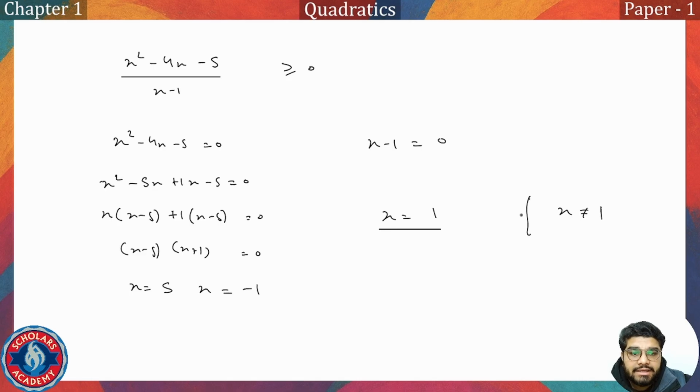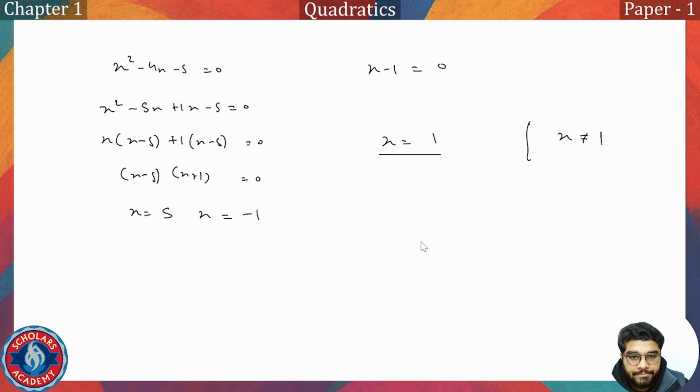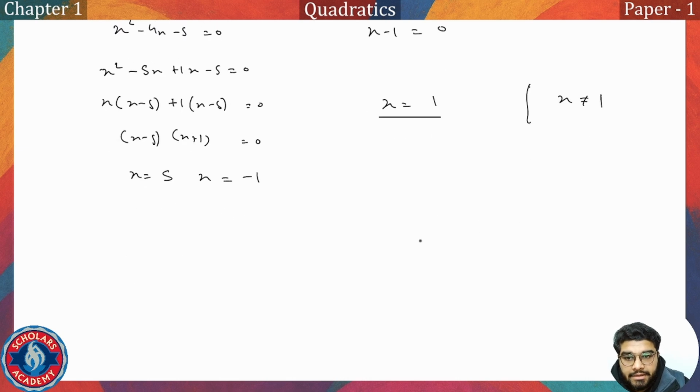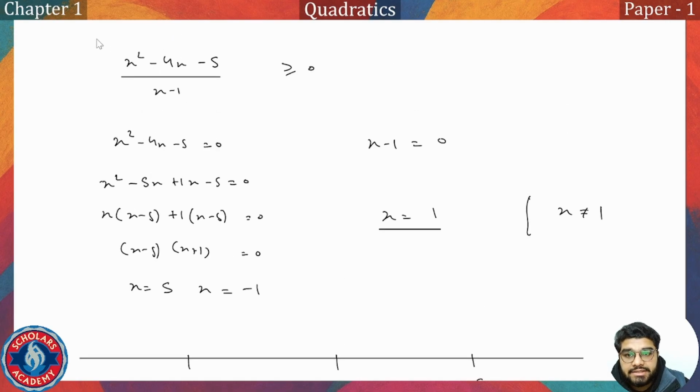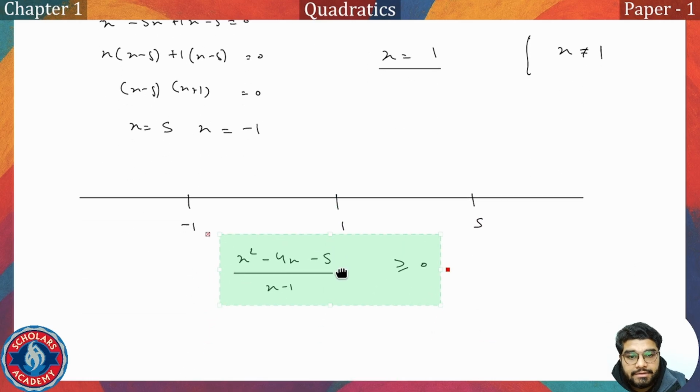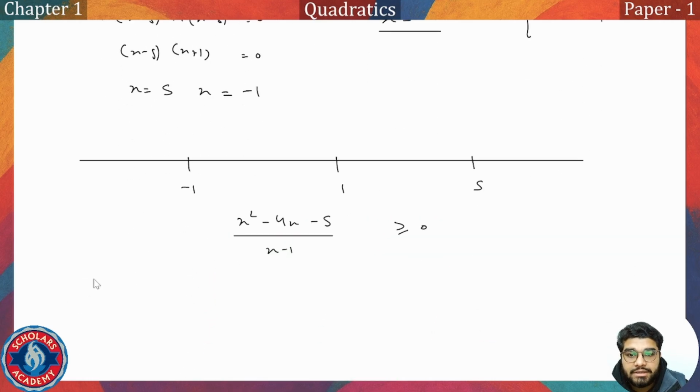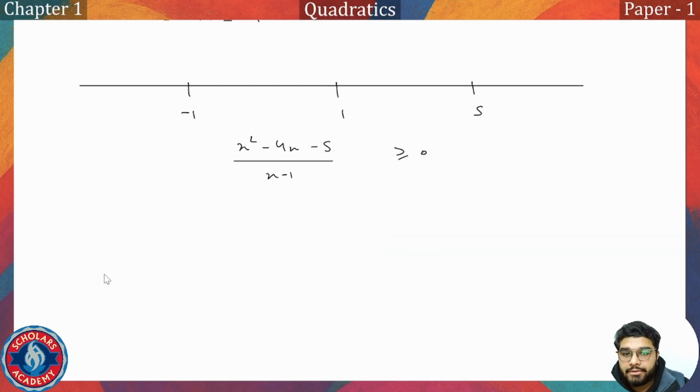What I'm taking right now is the critical point. How many times the real line is breaking, that many times the sign will change, right? So the real line gets divided into 4 parts now. That is at −1, 1 and 5, right? So I will check this inequality and verify which interval is suitable for our inequality.